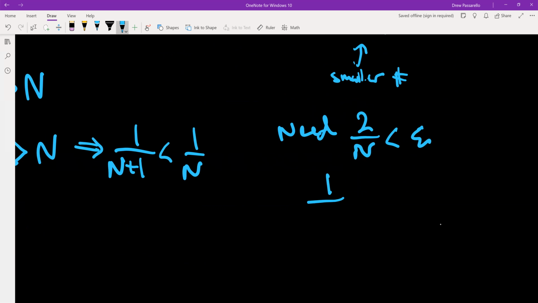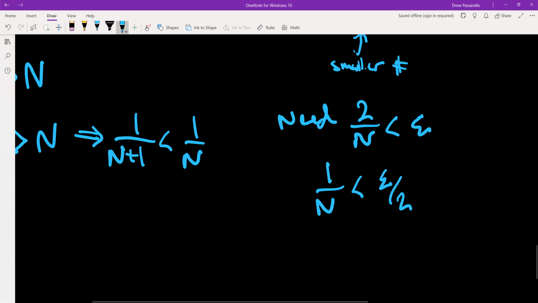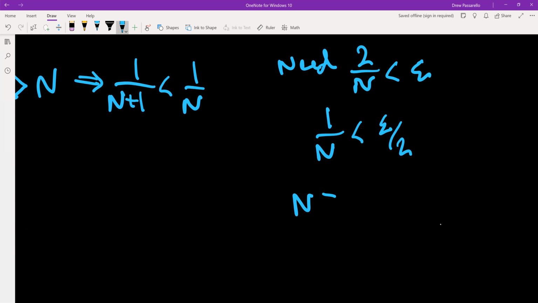So that means if and only if 1 over n is less than epsilon over 2, by multiplying both sides by a half, then taking the reciprocal of both sides, that means capital N is going to be greater than 2 over epsilon. So this is the N that we need. All right, and again, this is all scratch work. Now the proof.